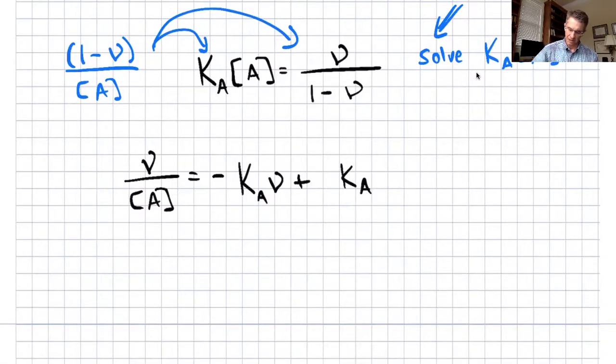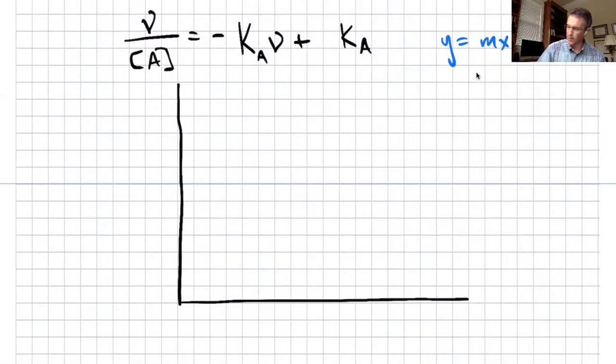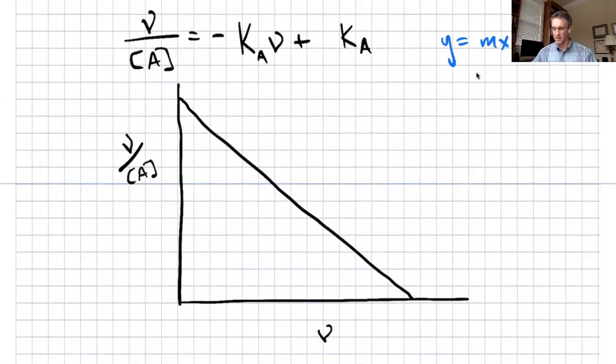Cool, right? It's like, all right, that's y equals mx plus b, right? That's a line with a negative slope. So if you plot that out, now we're plotting the degree of binding divided by the concentration of A, that's our dependent variable, versus the degree of binding, right? We end up with something that basically looks like this, with a slope that equals minus the association constant, right?